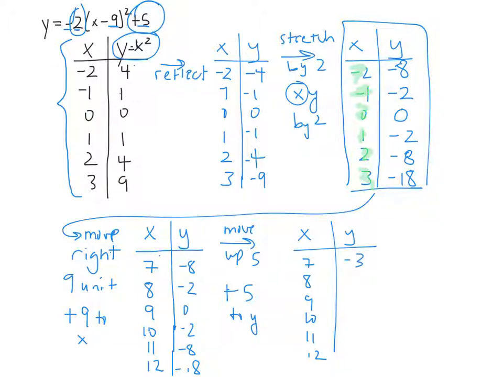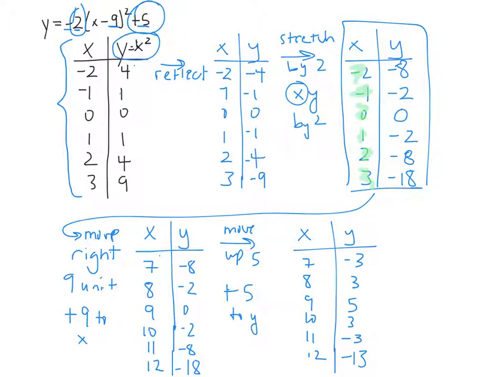-2 add 5 is +3. I'm getting very tired here. 0 plus 5 is 5. -2 add 5 is 3. And that should make sense because I have my symmetry happening here. So -8 add 5 would be -3. -18 add 5 would be -13.